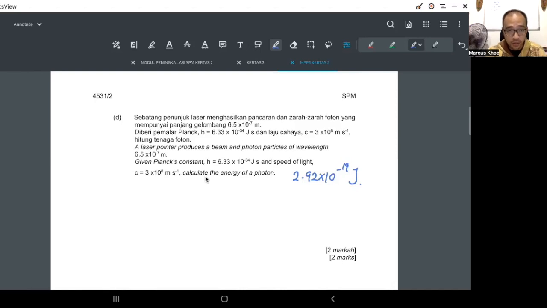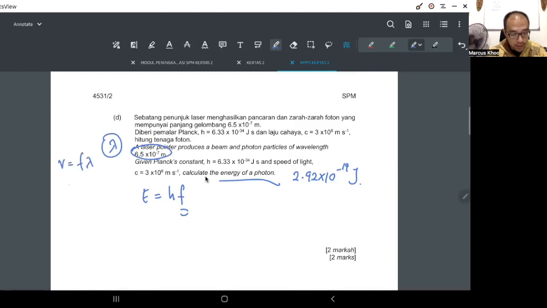Calculate the energy of the photon. The only thing that you're given is the wavelength, which is lambda. And we know that the energy of the photon is E equals hf. So obviously we want to find the f first. How do we find the f? It is v equals f lambda.